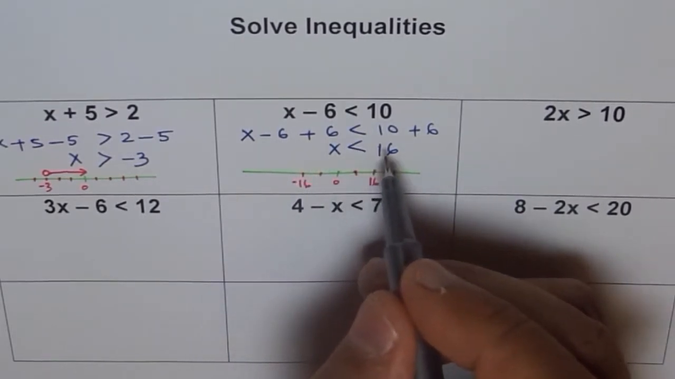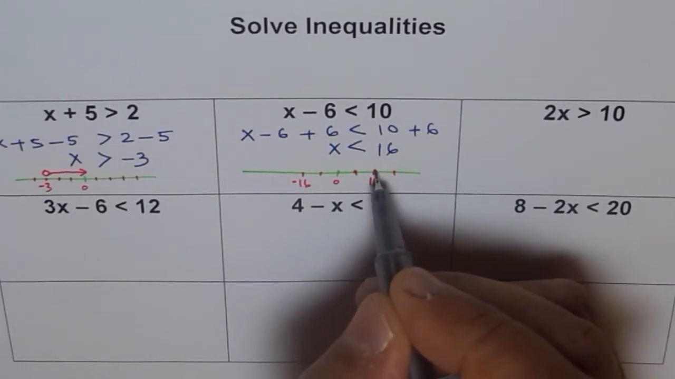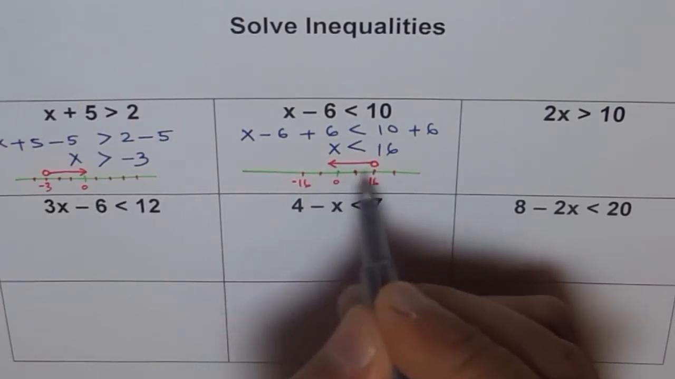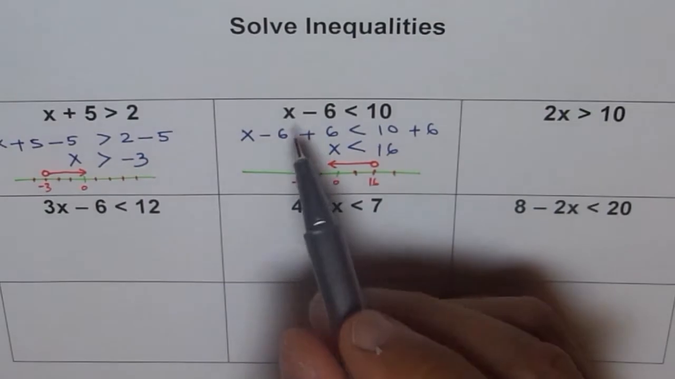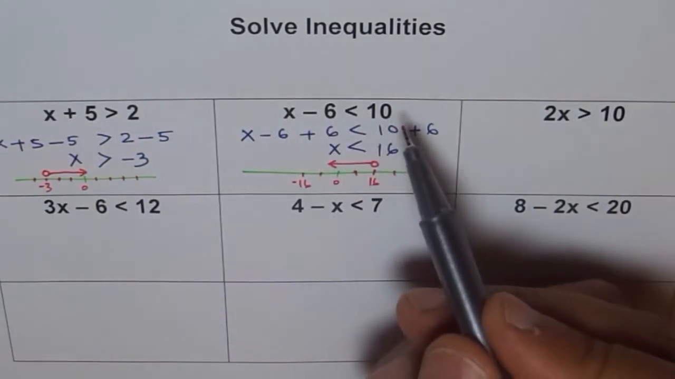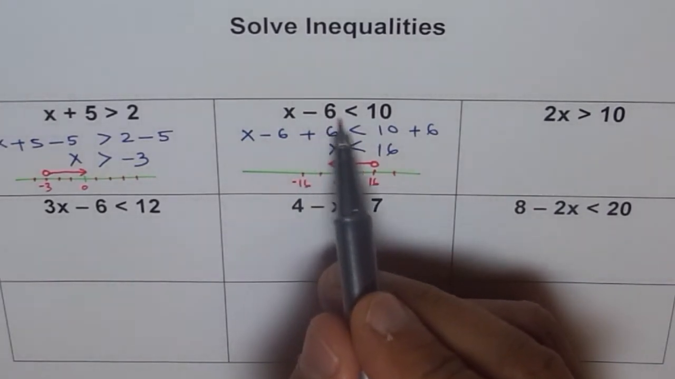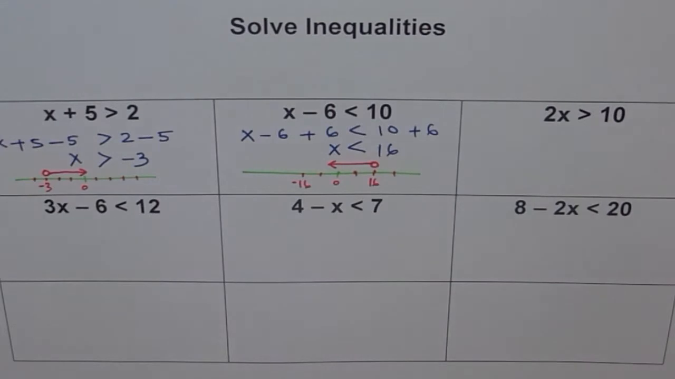Now, when we say x is less than 16, it means 16 is not included, but anything on this side is included. So that's our solution. You can check. If x is 0, then 0 minus 6 is less than 10. But if I write 17 here, 17 minus 6 is 11, which is not less than 10. Okay, fine. Let's do the next one.